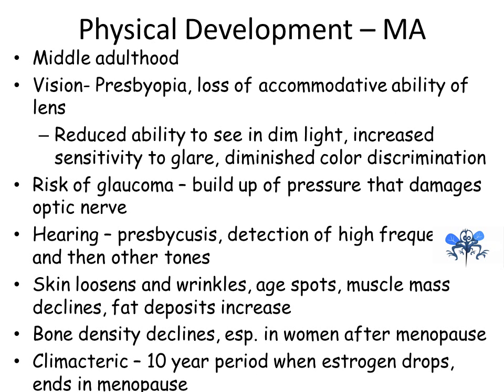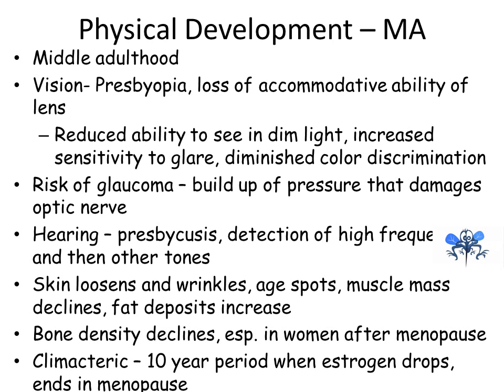Physical development, middle adulthood. We start presbyopia. This is the loss of accommodative ability of the lens of the eye. So reduced ability to see in dim light, increased sensitivity to glare. I can tell you this is the first symptom I'm getting. I hate driving at night. Because the glare, or on a rainy night, especially the glare off of the street of the headlights, really bothers me. I'm more sensitive to it.